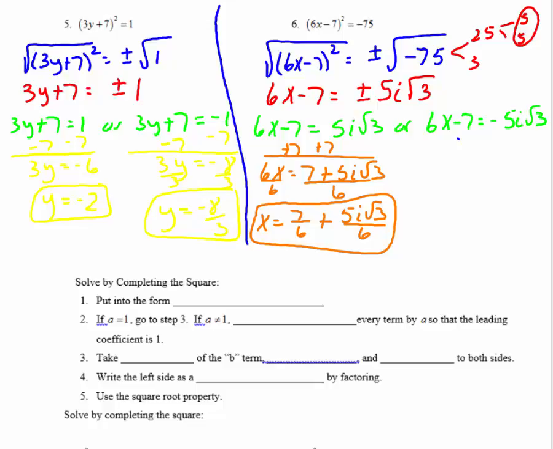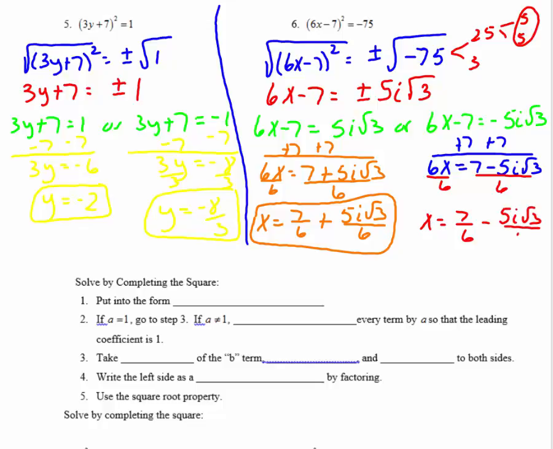For the other problem, we need to also add over the 7. Again, those are not like terms, so I get 6x equaling 7 minus 5i√3. I'll then need to divide both sides by 6, and we'll separate those into two answers, the real part and the imaginary part. So 7 over 6 minus 5i√3 over 6. If you want to put the i in front, I'll accept that for now. If you want to put the i at the end of the radical, that would be better.